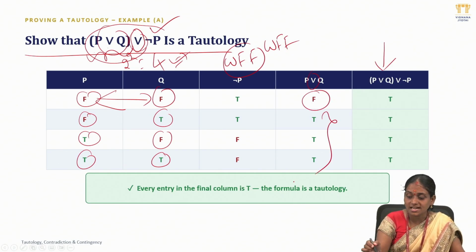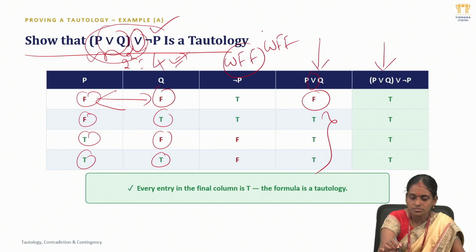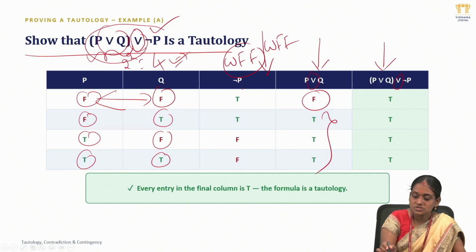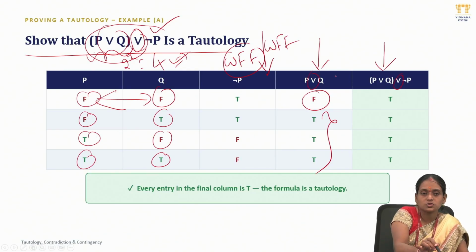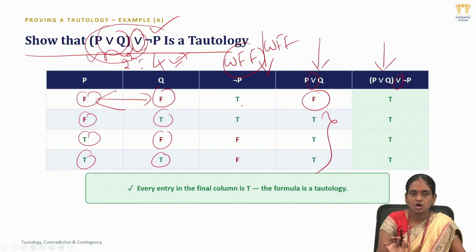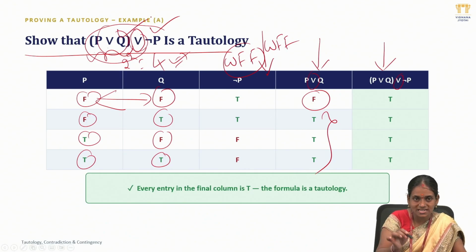Then again you have to apply an operation on these columns. What is the operation that we need to apply? OR operation: (P or Q) or negation P. Again, reverse direction: according to the formula, you have to check the corresponding columns. Here in the truth table, negation P came first and after that we got P or Q. You should not go by that order. According to your formula, you have to consider the corresponding columns, so from this to this. Between these two columns you have to perform the OR operation.